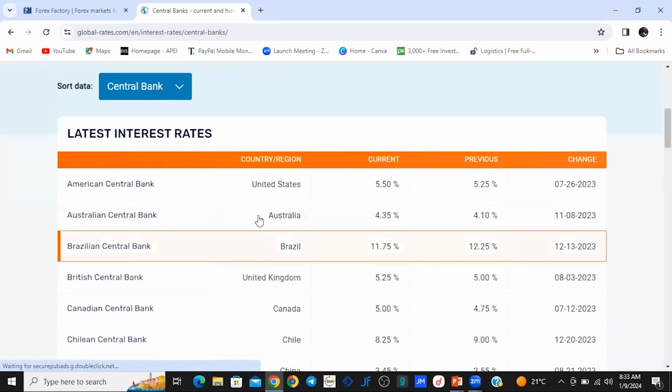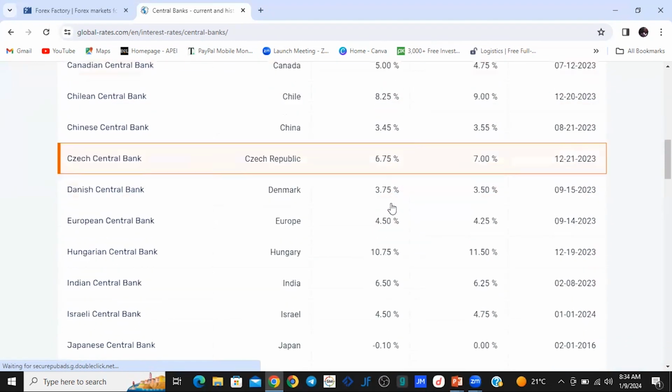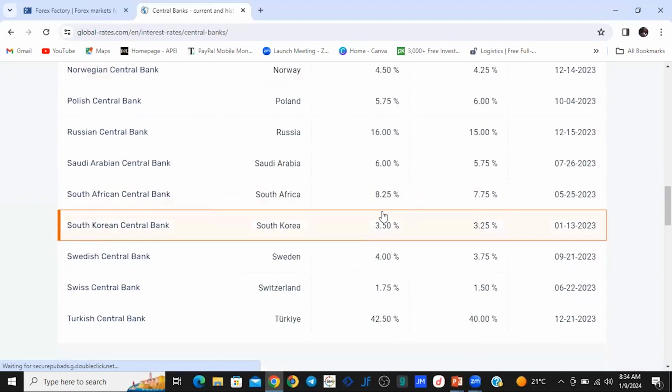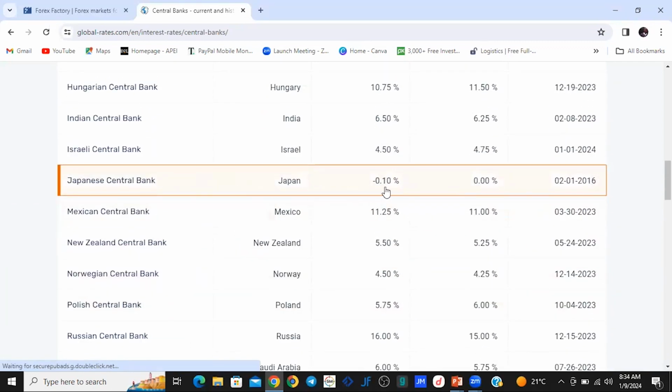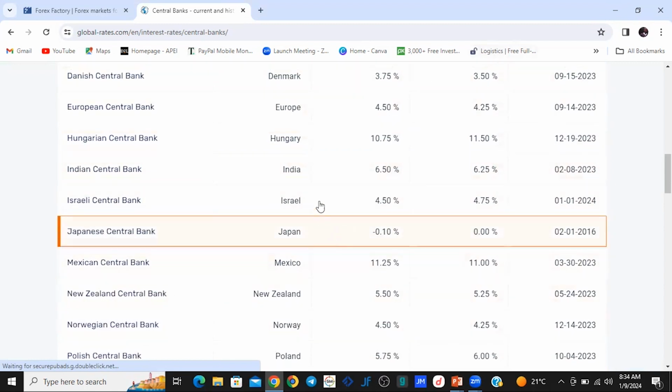For instance, let's take the American central bank, the United States. The interest rate by the Central Bank of America, that's the Federal Reserve, is 5.0%. Okay, so we can look at a currency that has low interest rates, especially one that has negative interest rates. Let's look at the Japanese yen. It has a negative interest rate, that is negative 0.1%. So we can pair these and come up with a pair like USDJPY.